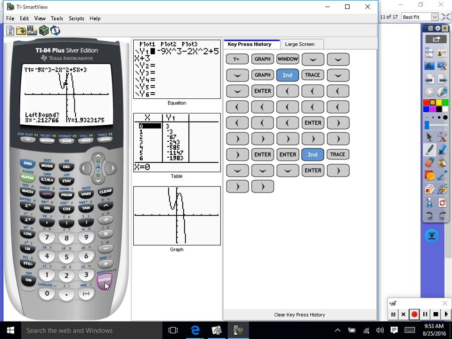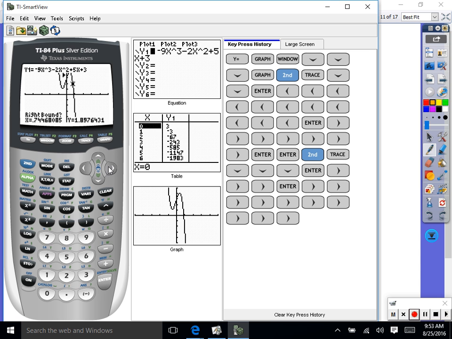Okay, hit enter. Now it says right bound. I'm going to scroll with my arrows, and anywhere right will work. That's good enough. Enter. Do you want me to guess? Yes. So we have a max at 0.36, comma 4.1. So now you can go ahead and say your increasing and decreasing intervals.